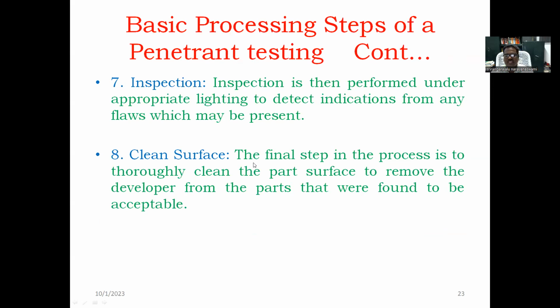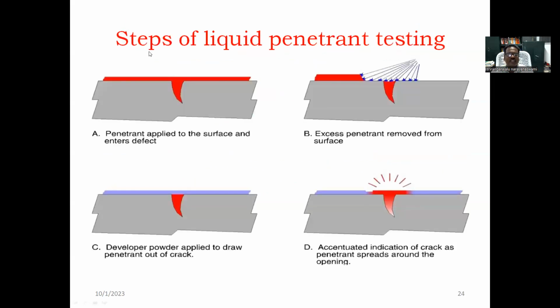Clean surface: the final step in the process is to thoroughly clean the part surface to remove the developer from the parts that were found to be acceptable. These are the steps in liquid penetrant testing.